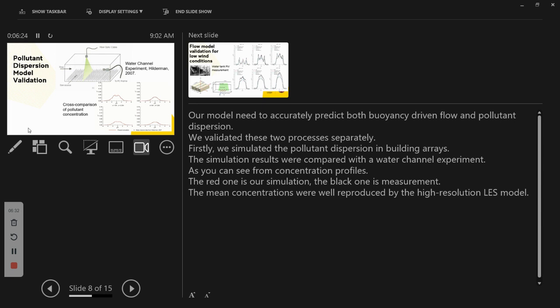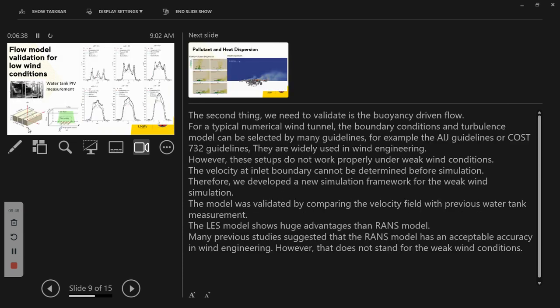And the red one is our simulation, and the black one is the measurement. The mean concentration was well reproduced by the high-resolution LES model. So the second thing we want to validate is the buoyancy-driven flow for a typical numerical wind tunnel, as we want to simulate the wind around buildings.